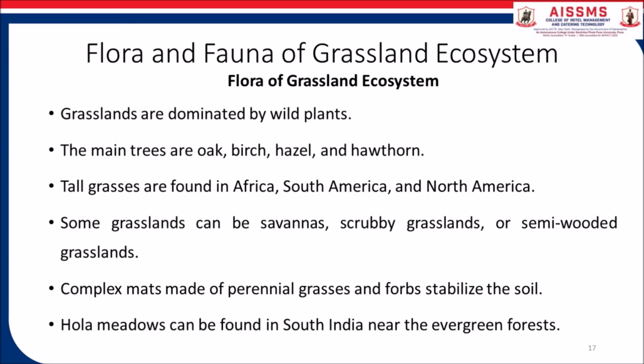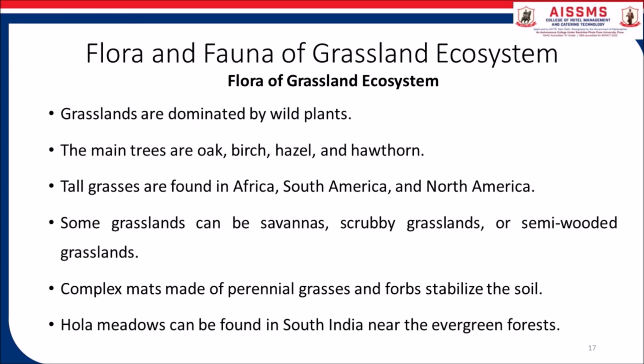The next topic will be the flora and fauna of the grassland ecosystem. First, we will understand the flora of the grassland ecosystem. Grasslands are dominated by a wide variety of wild plants. The main trees in semi-natural grasslands are oak, birch, hazel and hawthorn.